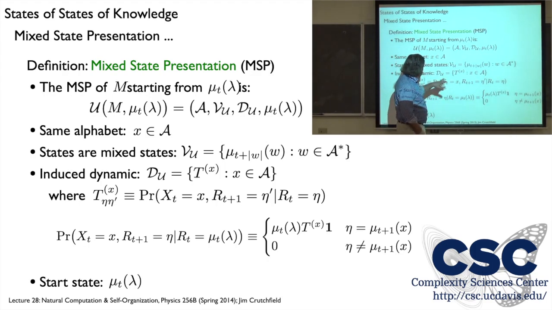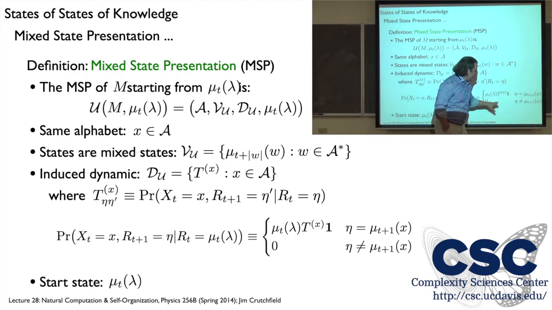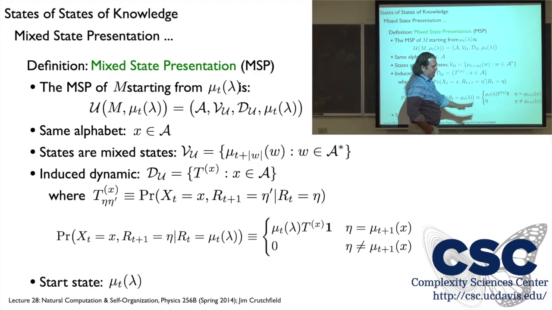Well, okay, I changed primes here. So this is, starting with mu t, selected that. Eta is the next one we're going to. And this probability is 0 everywhere except for that mixed state that you actually get taken to. That's all I'm doing here.